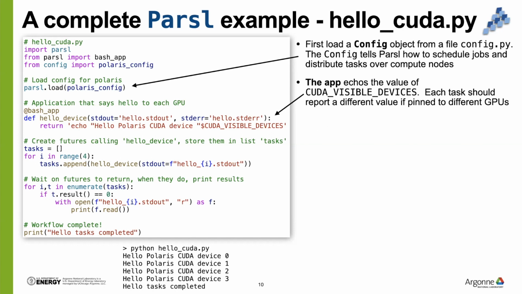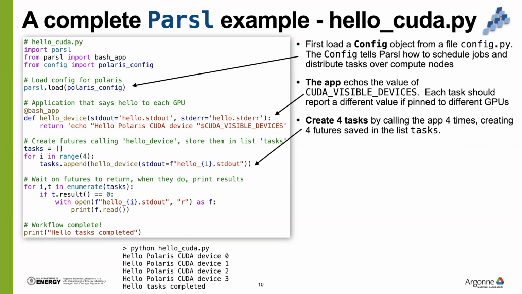So this app, as I said, just echoes the value of CUDA visible devices. And so if you run many instances of this app, one per GPU on a Polaris node, it should give you a different value for CUDA visible devices. Then we create tasks that call the app, and we're going to create 4 tasks, 1 per GPU. A Polaris node has 4 GPUs. And what we will do is we will save those tasks to a Python list called tasks.